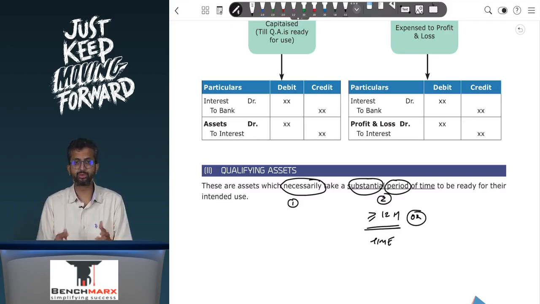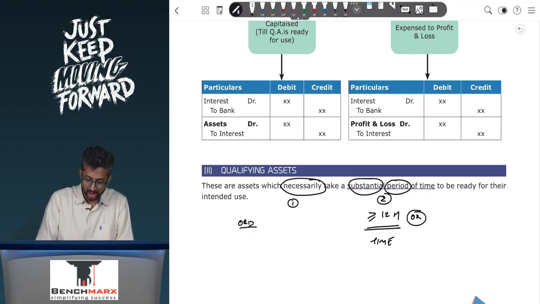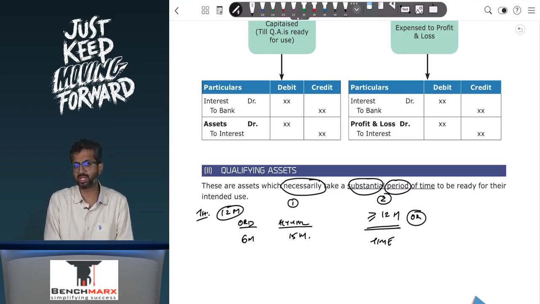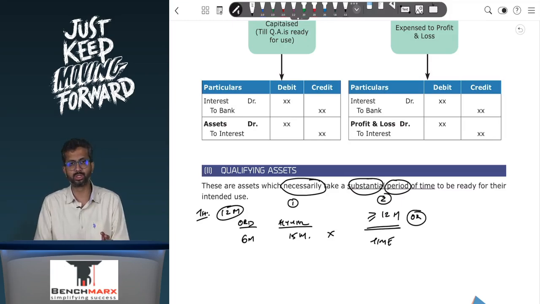Second, the asset has to ordinarily, that is necessarily, take a substantial period of time. What does it mean? Let us say my threshold over here is 12 months. My asset ordinarily takes around 6 months only. However, I have acted in a very lazy and lethargic way and I took around 15 months to construct this asset. Does that mean this asset becomes a qualifying asset? Answer is no. Why? Because the asset ordinarily takes only 6 months. You took 15 months, that does not make it a qualifying asset. The asset should normally, necessarily, ordinarily take a substantial period of time.